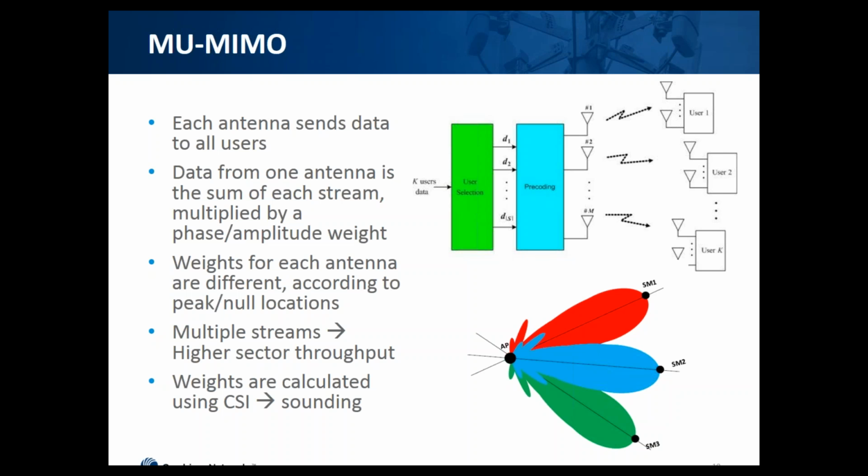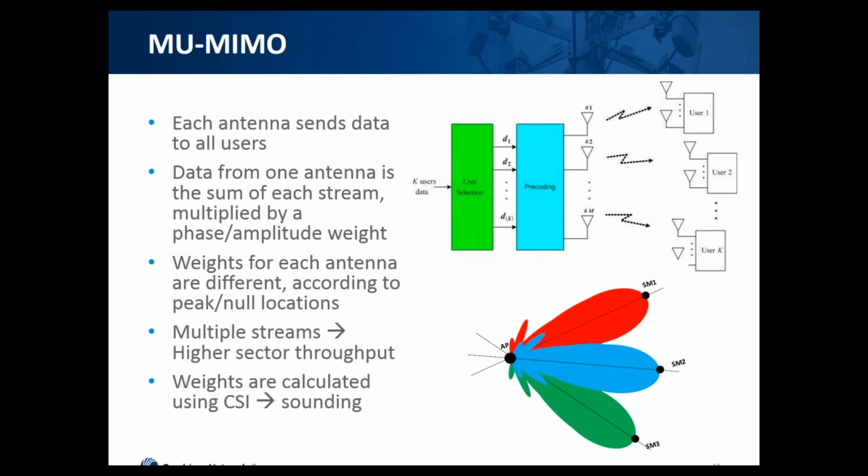Let's think again about the nulls in the direction of the other users. The nulls can be very deep, but the transmission will never be completely eliminated. This is why we say there is a residual error, which means that the multiple beams are not completely separated and they slightly interfere with each other. This interference is small, but if one of the beams is not generated because there was no data to send to that user, it would be even smaller.